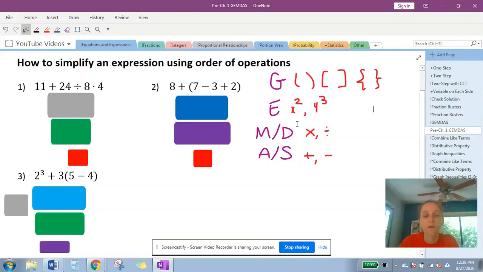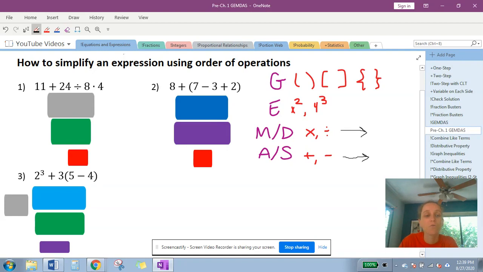Just similar to PEMDAS, but G stands for grouping here. So that could be numbers that are in parentheses together, in brackets together, or in curly brackets together over here. And then we have exponents, multiplication, and division, and remember that these go from left to right, same with addition and subtraction.